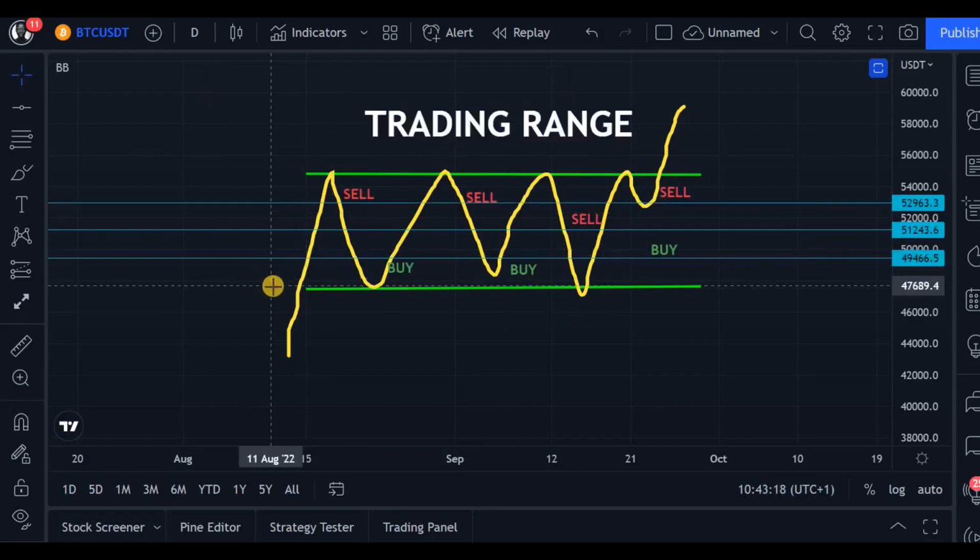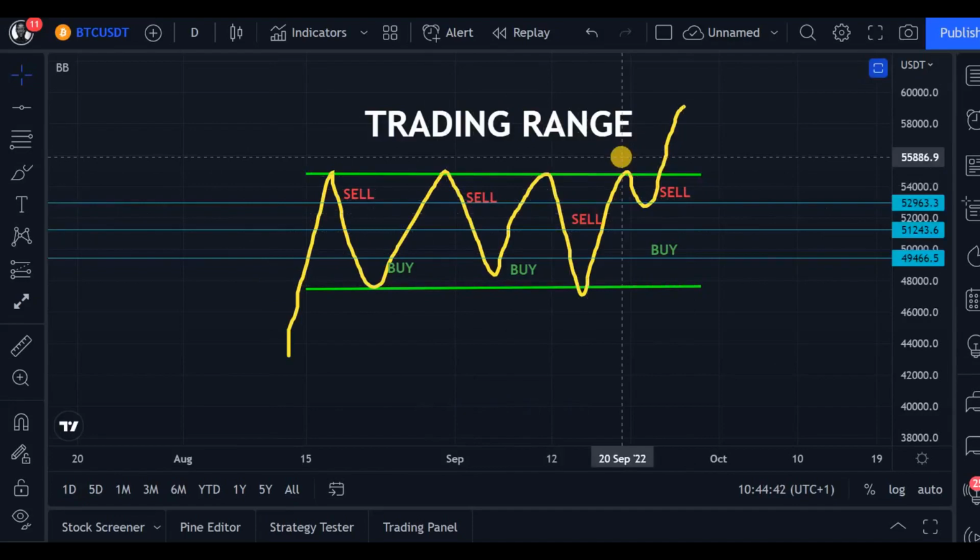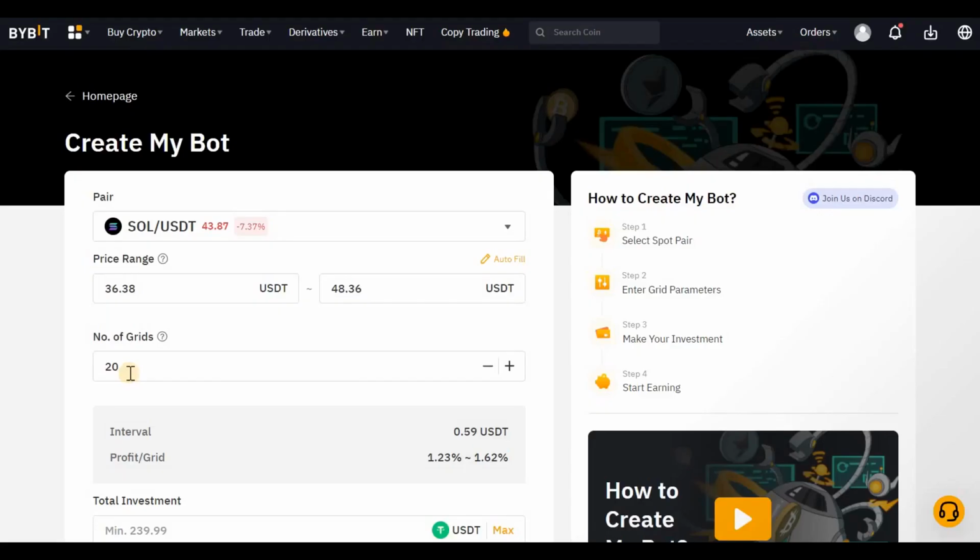This right here is just a simple explanation of how grid trading works: multiple buy or sell orders at each grid level. Now let's go back to the Bybit exchange. In this section, I am going to reduce my number of grids in order to maximize my profit.